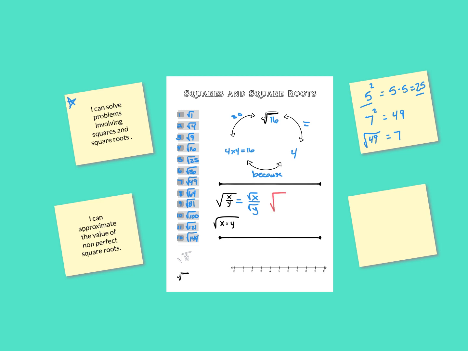So let's say we have the square root of the fraction 25 over 9. This looks confusing, but if we separate it like we did at the beginning here, this is the same thing as the square root of 25 over the square root of 9. And we know from our list off to the left over here that the square root of 25 is 5 and the square root of 9 is 3. That tells me that the square root of 25 over 9 is really just 5/3.